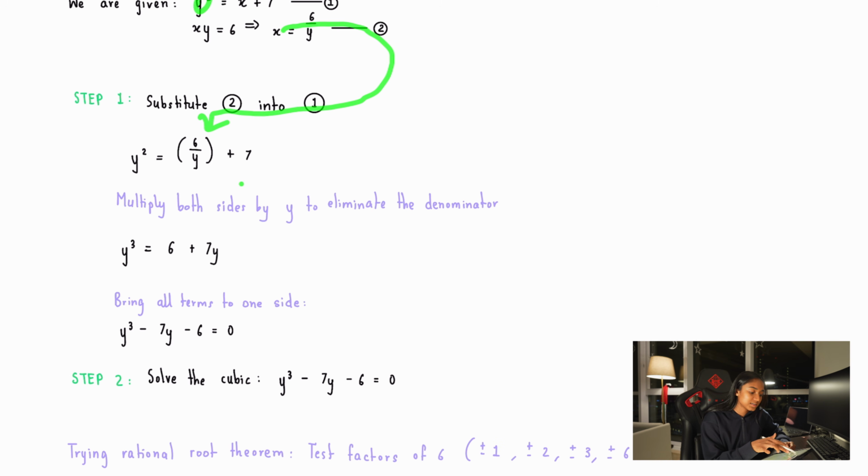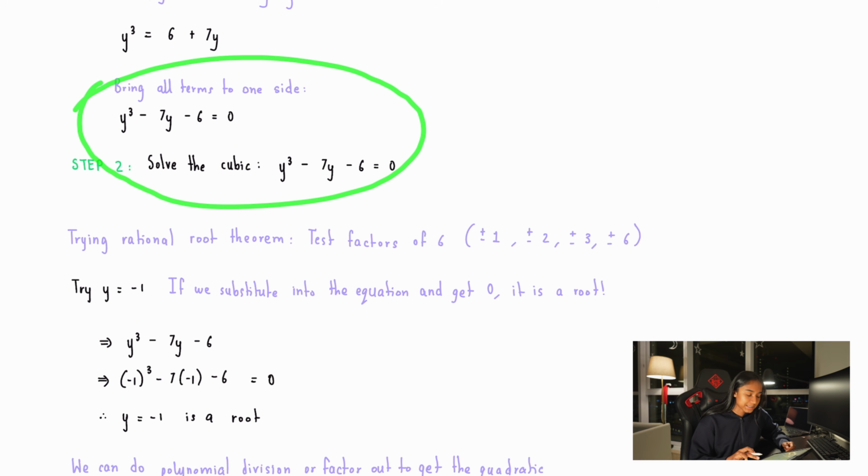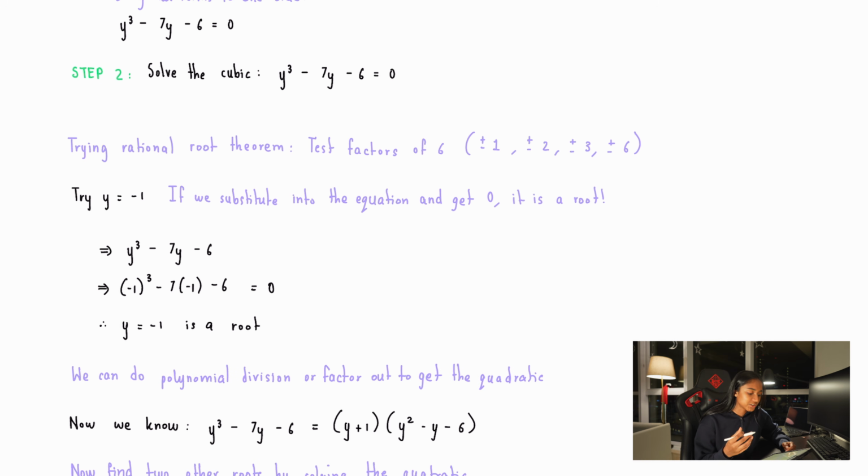So we'll have y squared is equal to 6 over y plus 7, which is what we have here. What we're doing here is trying to simplify it, okay? So we are multiplying both sides by y to get y cubed is equal to 6 plus 7y. When we bring all terms to one side, we notice that we get a cubic. All right, the cubic equation.